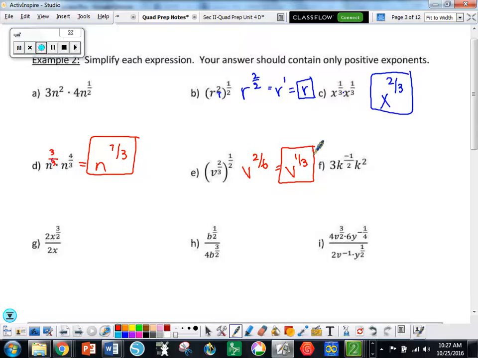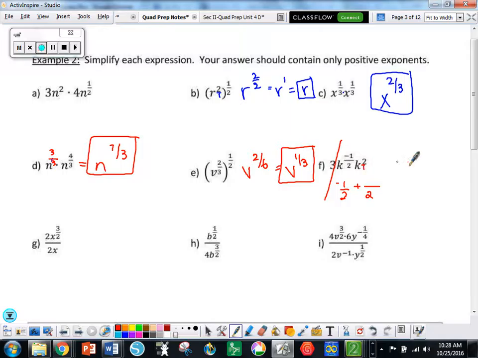What about part F? Ignore the 3 for a minute. Okay, cut it off for a second. Look at just the k's, because the k's have the same base. What do you do to the exponent? You have to add the exponents. But in order to add those, what do you have to have? A common denominator. So instead of saying 2 here, I want the denominator to be 2.